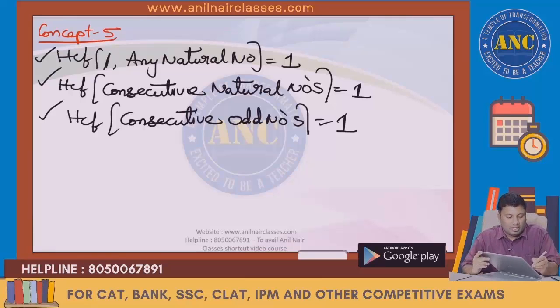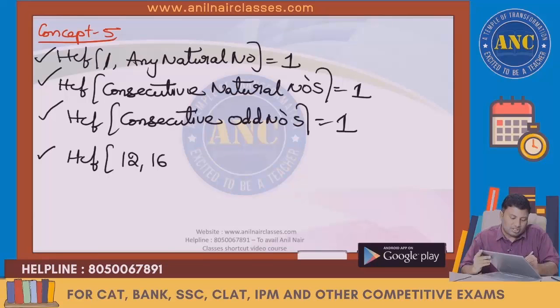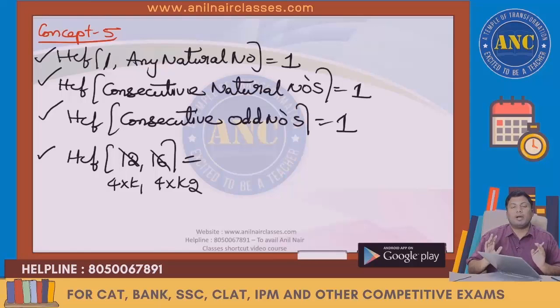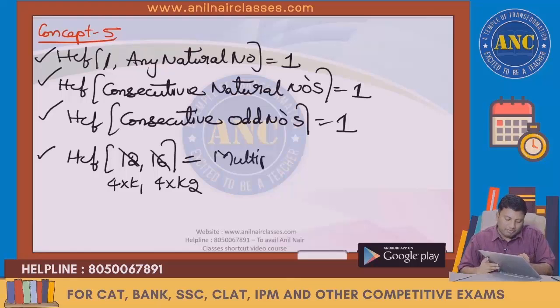Third point. HCF of, suppose, 12, 16. Listen carefully, sir. 12 is 4 into K1. 16 is 4 into K2. Both the numbers are multiples of 4. Answer should be a multiple of 4 if I call it as H.